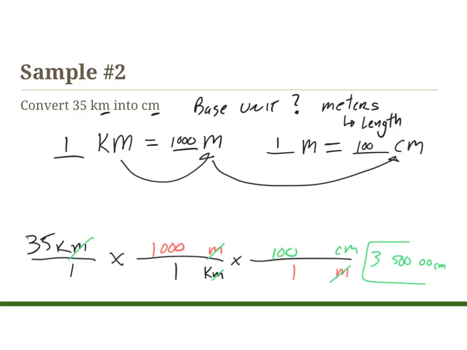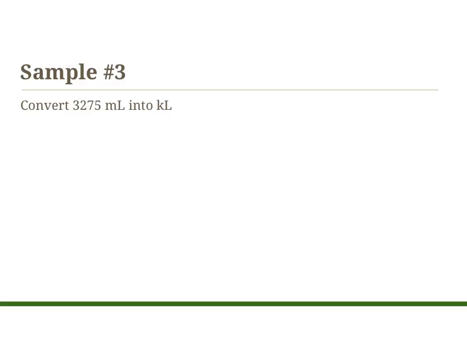All right, another example. Now I'm going to go from milliliters to kiloliters. And again, I'm going to look for the base unit that's the same. So in this case, I have liters. So that tells me that my base unit is liters, which is measurement for volume. Okay, so now I need to figure out my conversion factors.